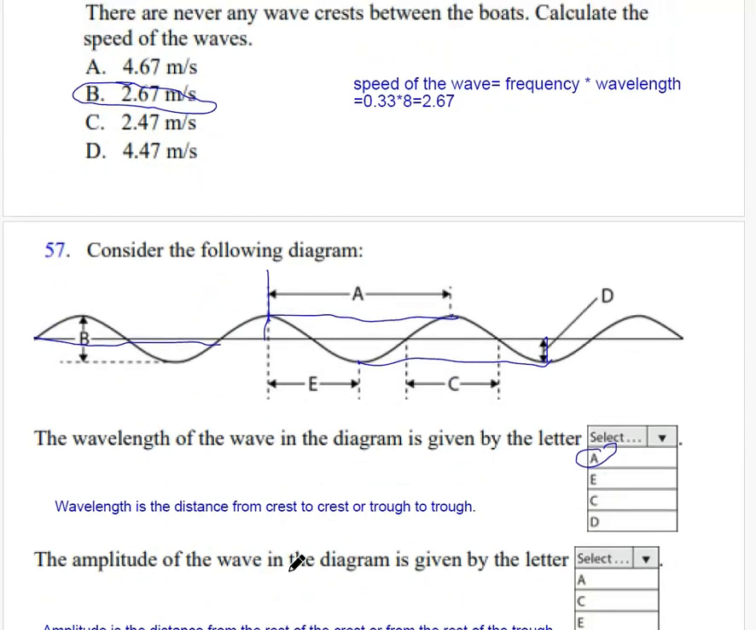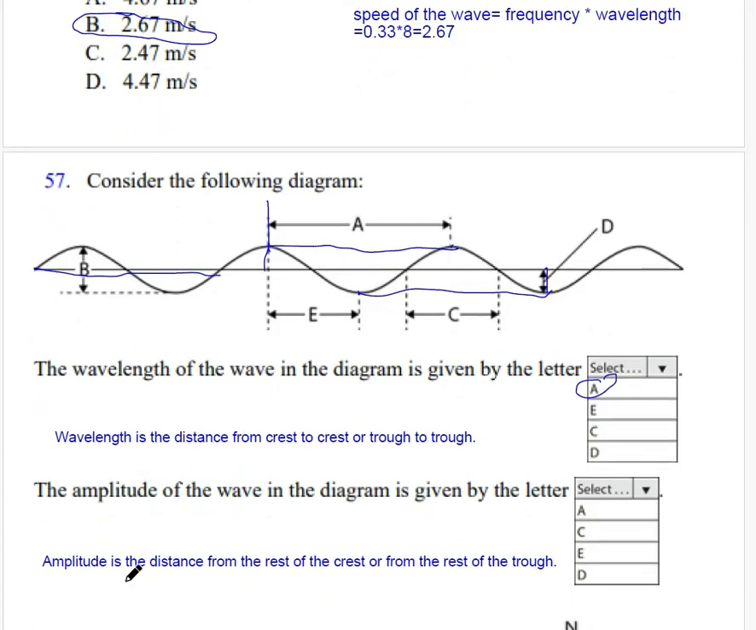Amplitude of the wave in the diagram is given by the letter. So we all know amplitude is the distance from the rest to the crest or from the rest to the trough. Meaning it's the measurement from the equilibrium to crest or from the equilibrium to trough. This one from equilibrium to crest, that is the amplitude. And from the equilibrium to trough, that is another amplitude. So on this diagram, letter D is the answer to this question.